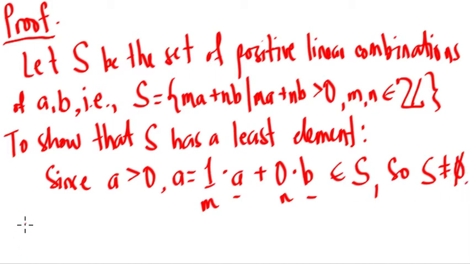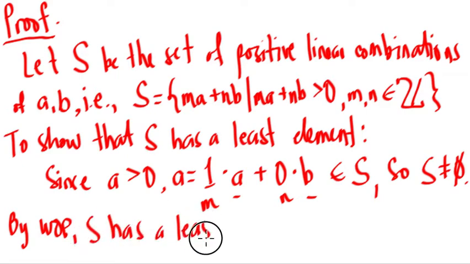Okay, so by the well ordering principle, since it's non-empty and it is composed of positive integers, S has a least element, and we will call it D.